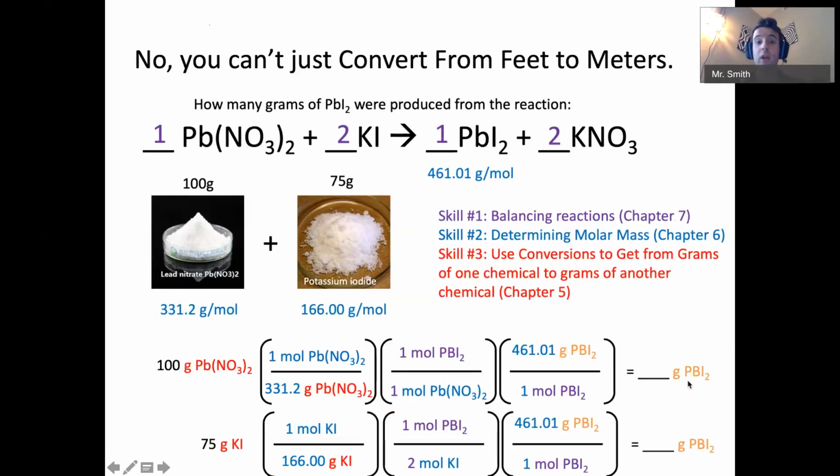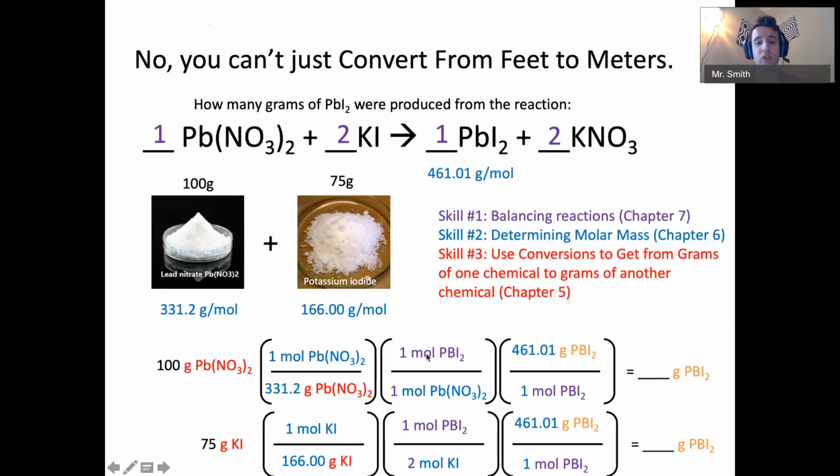And I'll tell you, and this is me being 100% honest, the only way to do this is by using dimensional analysis. There's no conversion factor for grams of Pb(NO3)2 into grams of PbI2. There's no conversion factor for it. However, there could be a conversion factor from feet to meters, right? I think there's something like 3.25 feet for every meter, right? But there's no ratio of grams Pb(NO3)2 to grams PbI2.